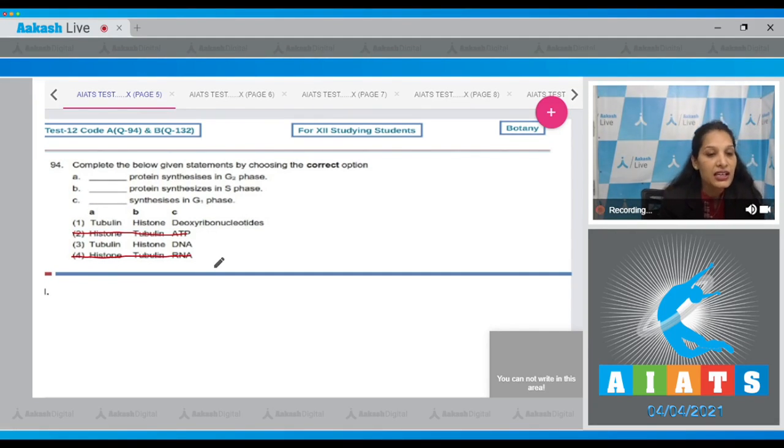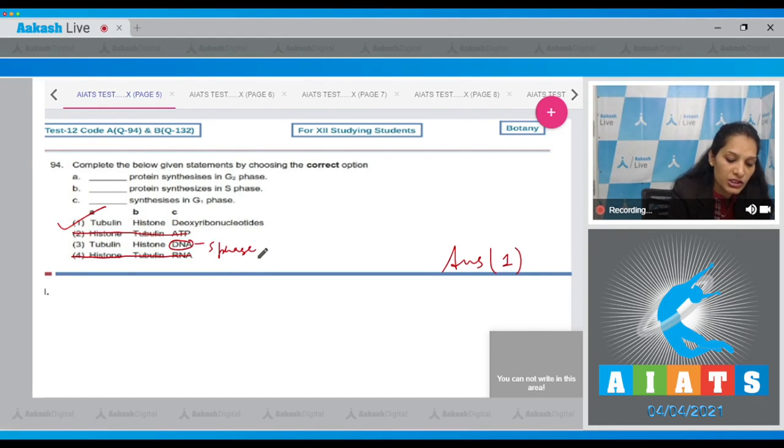And C, dash synthesizes in G1 phase. What happens in the G1 phase? The deoxyribonucleotides, dNTPs, are synthesized in the G1 phase. So the correct option for the given question is option number 1. Why not 3? Because DNA is synthesized in the S phase, not in the G1 phase. Let's move to the next question.